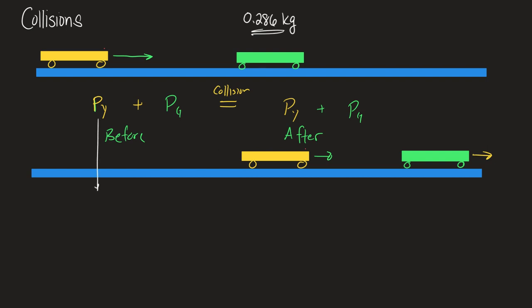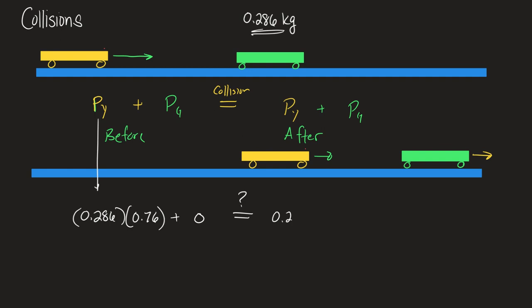So the yellow car was 0.286 times 0.76 meters per second. The green car had zero momentum. When I put an equal sign with a question mark over it, we're looking to see if they're equal. We don't know if they are, but we suspect they should be or should be close.